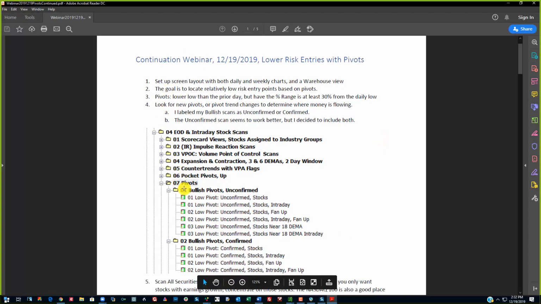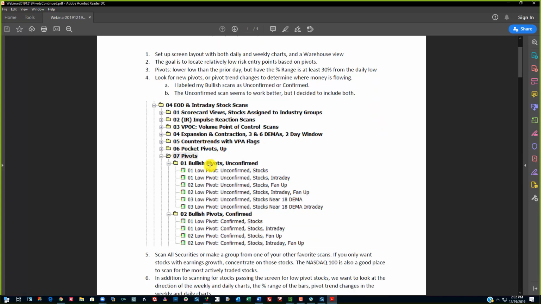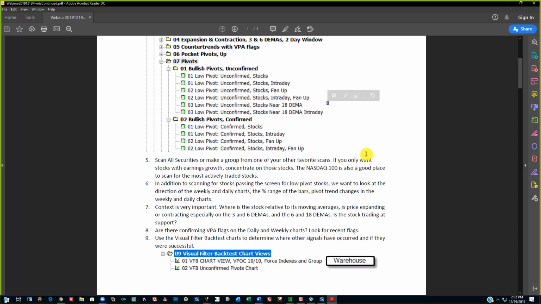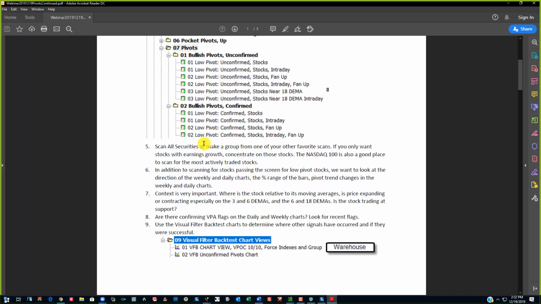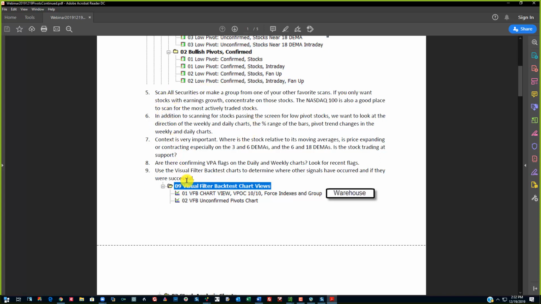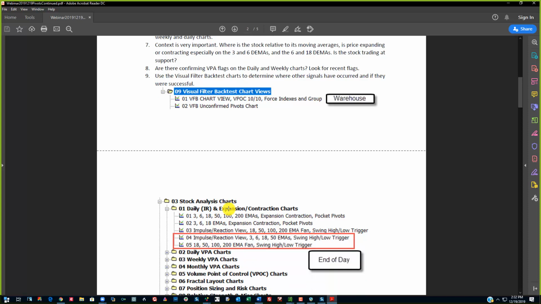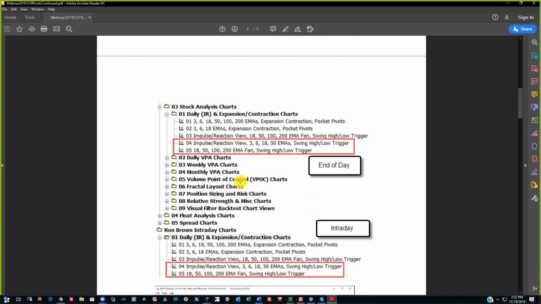This is what I put together starting a couple of weeks ago, and these are the primary views that I'm using. Bullish pivots, unconfirmed and confirmed. I primarily work with the unconfirmed, but I'll explain the difference. What I'm looking for are stocks that have pulled back slightly, but it looks like buyers are coming into them. You can read all this stuff on your own. If you have any questions, just let me know.